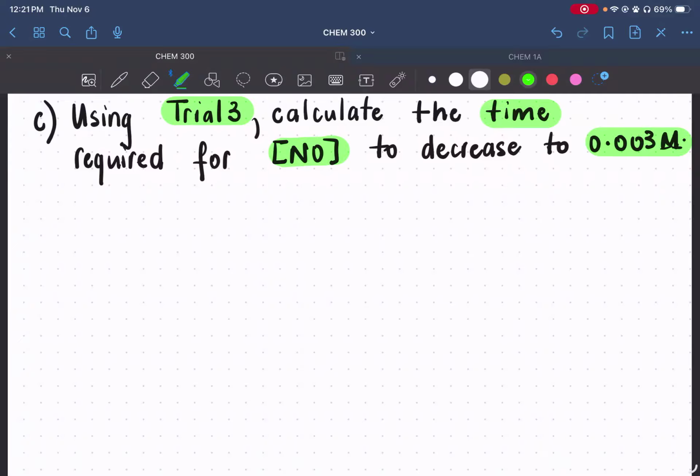So specifically looking at trial 3, we're being asked to calculate the time required for a reactant to decrease, and we will, of course, be using the integrated rate law.